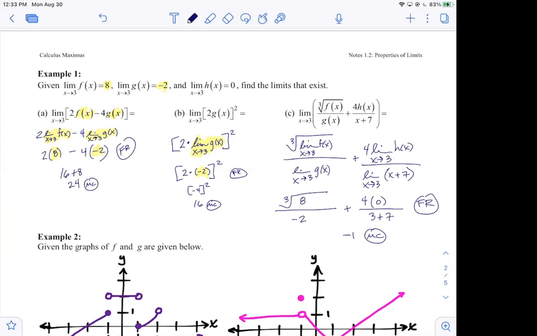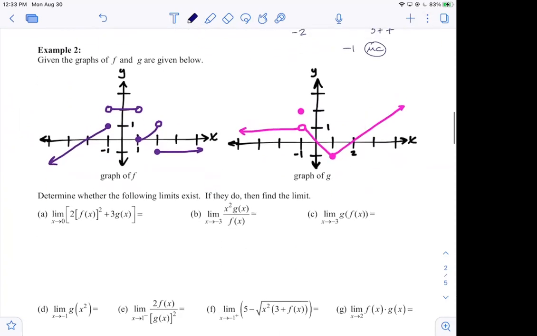Okay, now example 2, we're not going to get too much into it before lunch, but notice it's a little bit different for a couple of reasons. We have graphs of f and g now, and I did hand draw these. And notice there are discontinuities all over the place. So this is where it gets interesting.